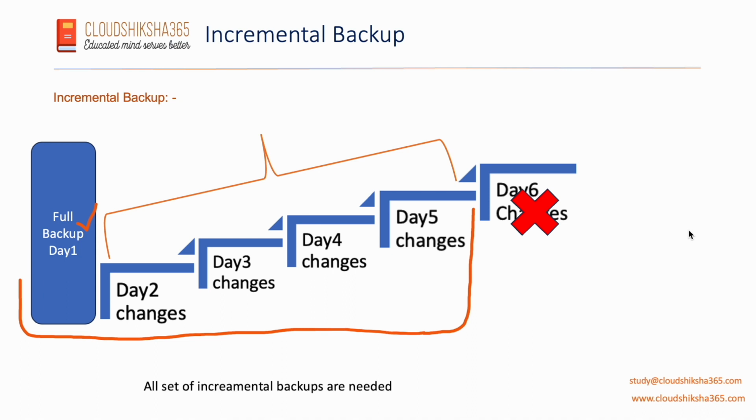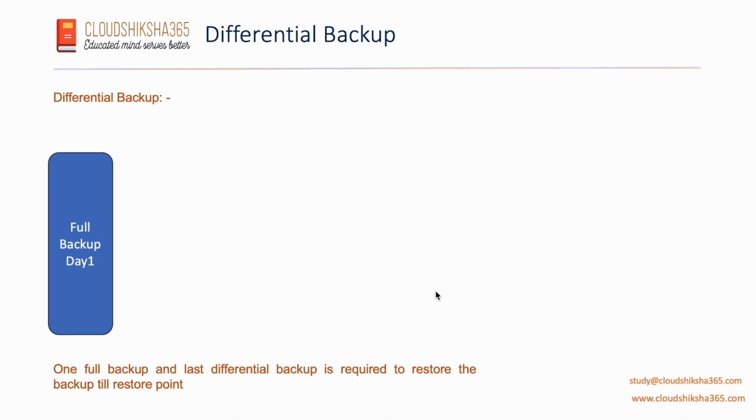The pro of incremental backup is that it saves your storage space, because you only take a full backup, and then only changes are saved every day. But the restore process is complicated, because you would need all the incremental backups from the restore point. Here our restore point will be day 5, because day 6 is corrupted. So then you need all this set of backups. This is incremental backup.